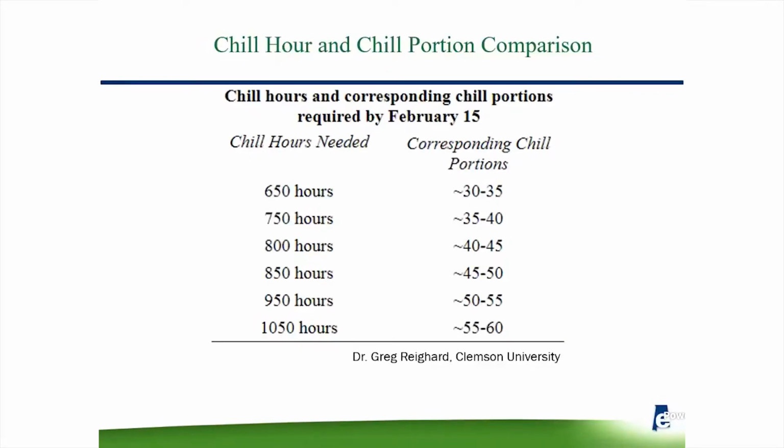So just to give you an idea of the comparison between chill hours and chill portions, a range of 30 to 35 chill portions provides us with 650 chill hours. And you can see going down the list the comparisons. And currently, there's no way to convert from chill hours to chill portions. These comparisons were brought about by visual comparisons from year to year.